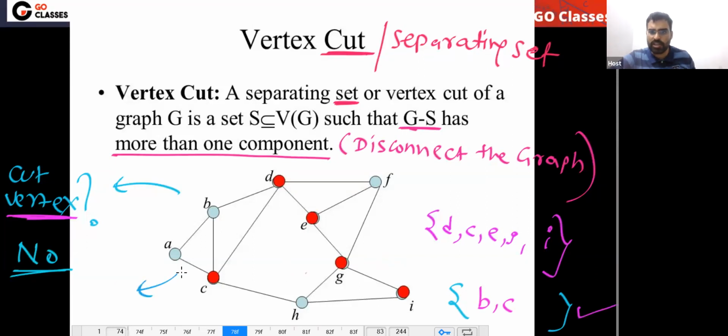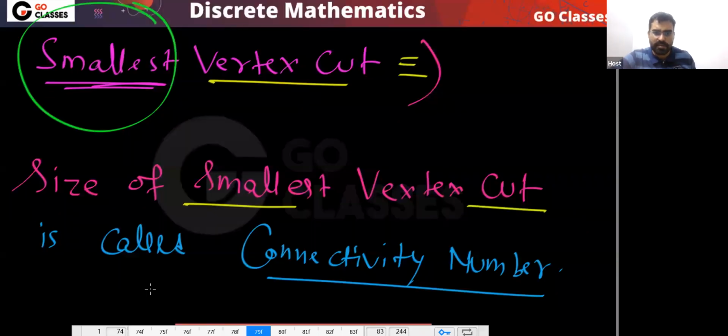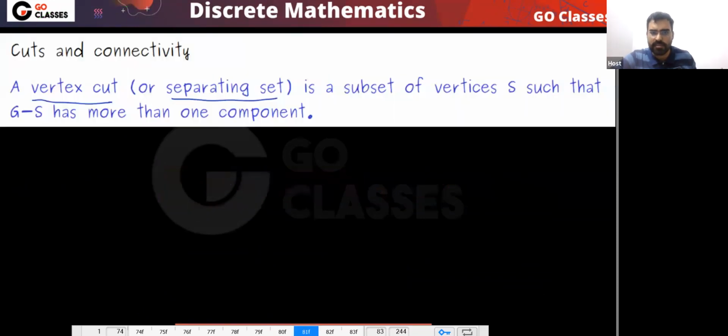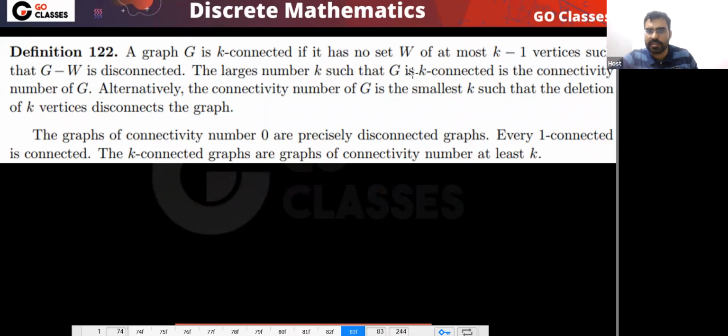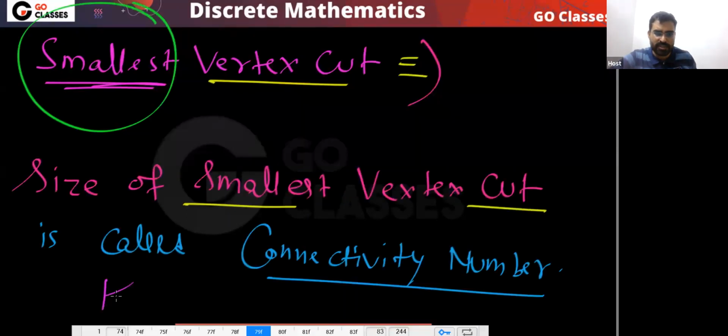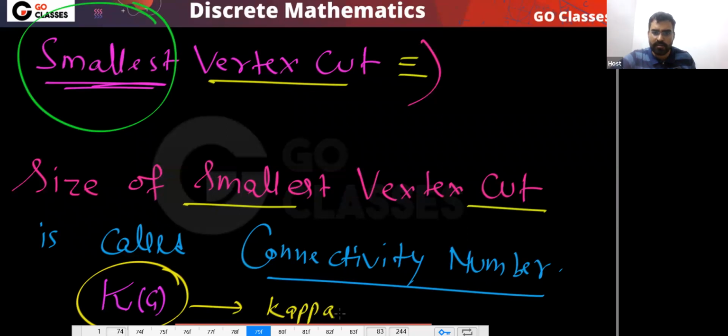Because this is the smallest vertex cut, I can say the connectivity number, and the symbol is kappa. I don't know how people write it, but you can check how to write this symbol. So this is the symbol kappa. We call it kappa.